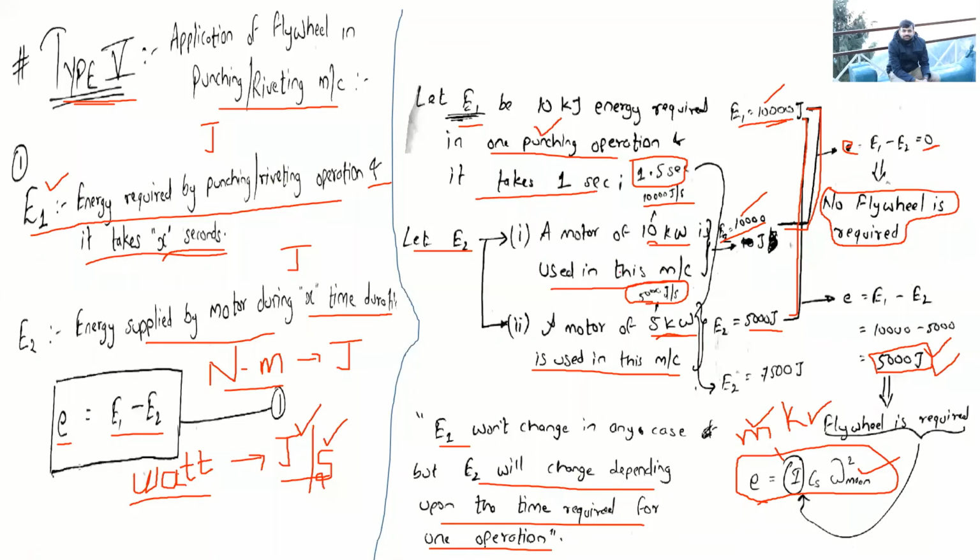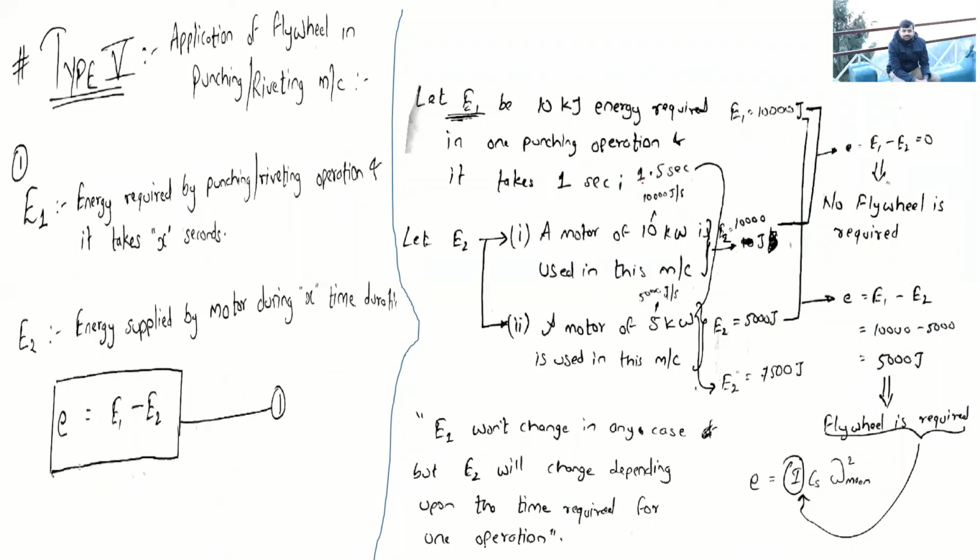See, again, how the parameter of time comes into the picture, let's understand that. Let's suppose that for this one punching operation 1.5 seconds of time is required. When 1.5 seconds of time is required, it means the energy which the motor has to supply is more than its capacity. What is its capacity? It can supply only 5,000 joules in 1 second, but we require 10,000 joules in 1.5 seconds.